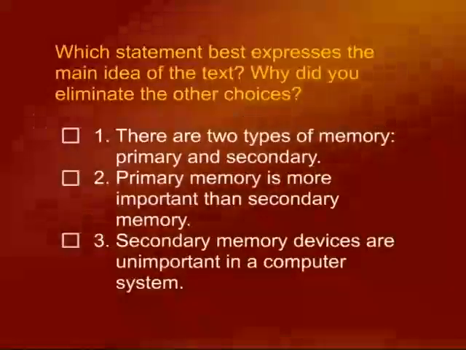Now, out of these 3, which one expresses the main idea of the text? Simple, it's statement number 1, because this is what the whole text is about: primary and secondary memory. The other 2, the text does not say that primary memory is more important than secondary memory. No, and neither the third one. So your first choice is the correct one.